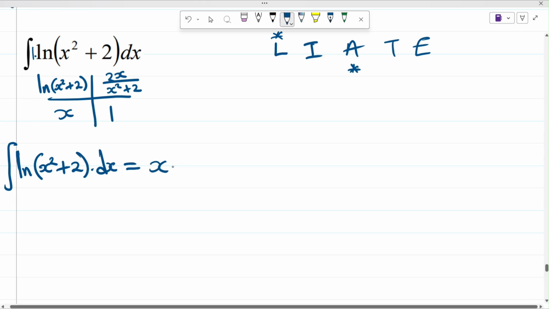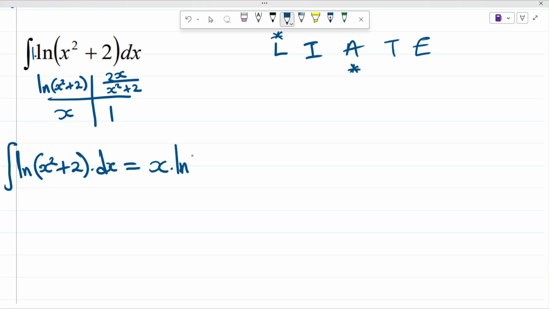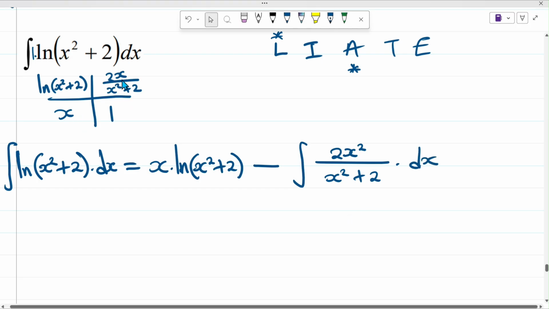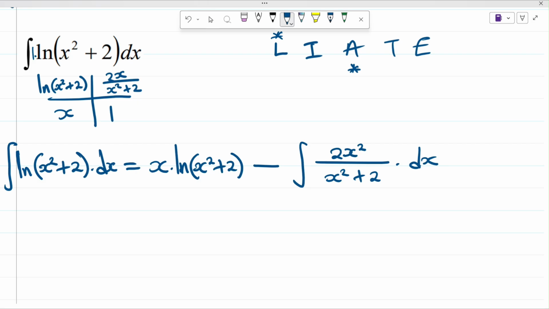So this is going to be x multiplied by ln of x squared plus 2, minus what? Minus the first multiplied by the third. When I multiply my second and third, I get what? I get 2x squared divided by x squared plus 2 dx. You understand? When I multiply my third and first, I get that. So now it's about time I integrate this.